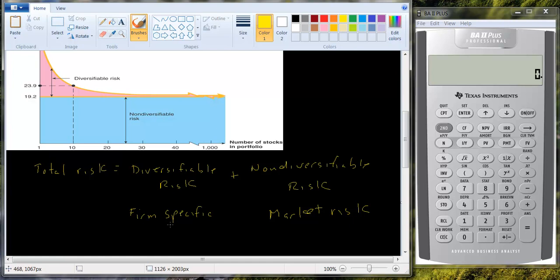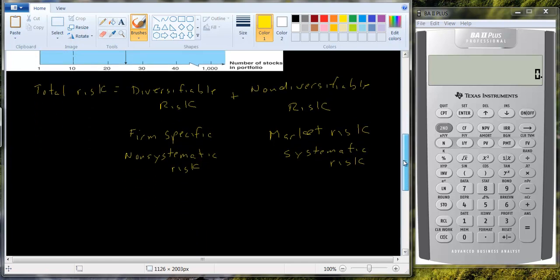So some risk you can get rid of, some risk you can't. We also have other names for these things. Lots of times this is called non-systematic risk, the firm specific. It's not part of the system. So you can see a lot of names for the same thing. And this is referred to as systematic risk. It's part of the system.